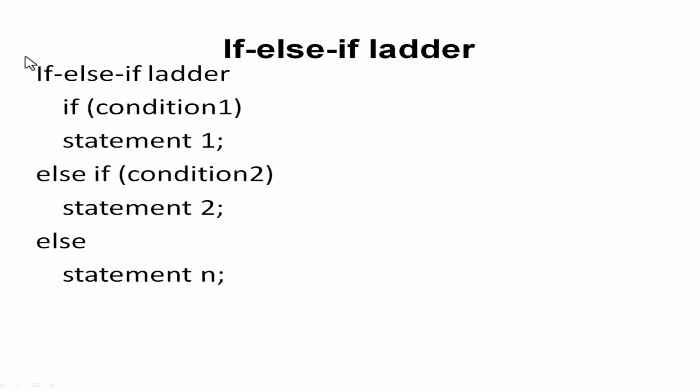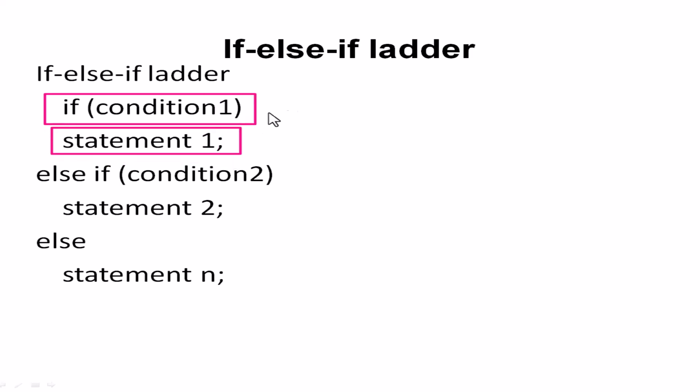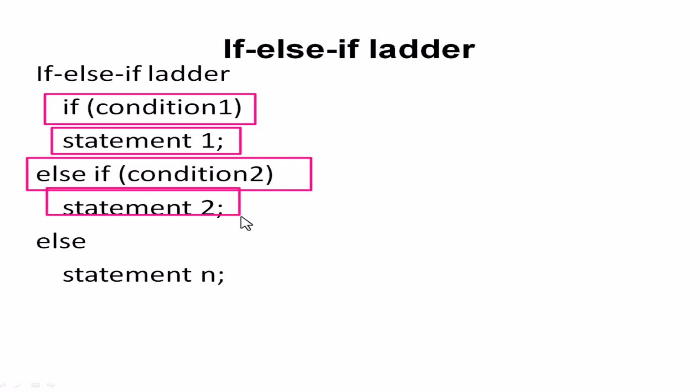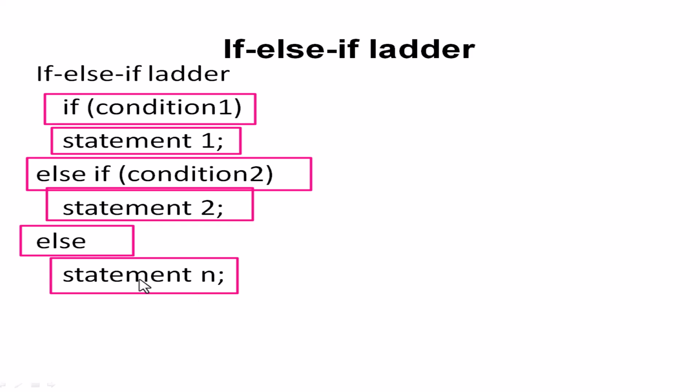Here you are going to check if condition 1 is true, then statement 1 will be executed. Else, this has failed, so again you are going to check condition 2, and statement 2 will be executed. If these two conditions fail, it is going to execute statement n, which will be the default if the two conditions fail.